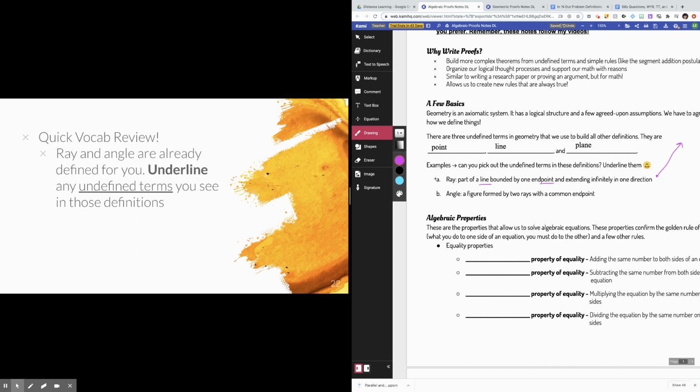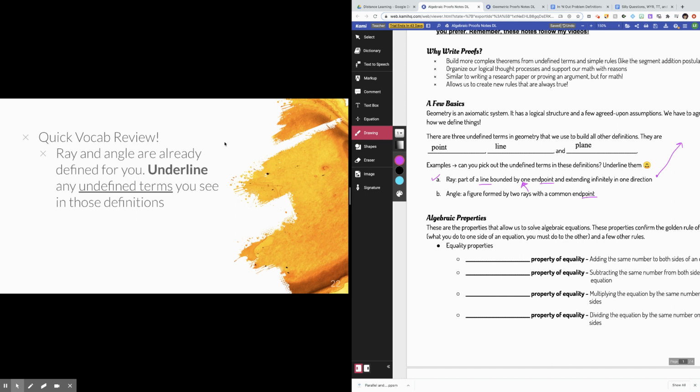Similar thing for an angle. Now that we have a definition for ray, we can use the word ray in other definitions. So that's what happened with the angle here. An angle is a figure formed by two rays, and ray is not an undefined term, but once we have a definition, we can use that term in other definitions. So a figure formed by two rays with a common endpoint. So there's that term, that point term again.